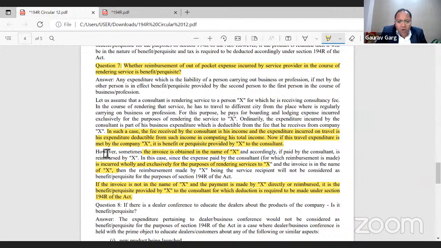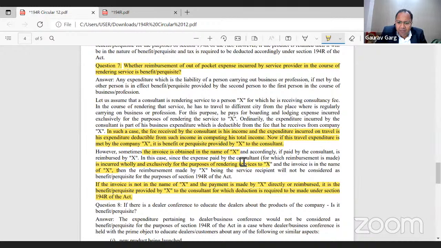Yeah. It says, however, sometimes the invoice is obtained in the name of X, and accordingly, if paid by the consultant, it is reimbursed by X. Agreed. There could be another situation wherein X has obtained the invoice in his name and he is paying directly. Yeah. Now, in case of reimbursement, in this case, yes.